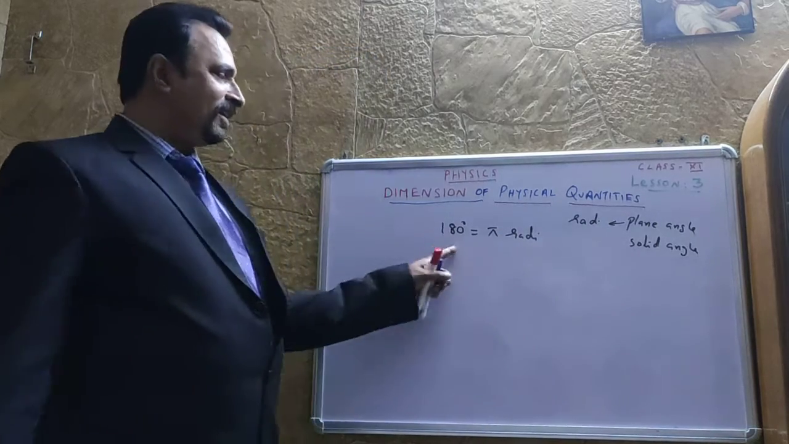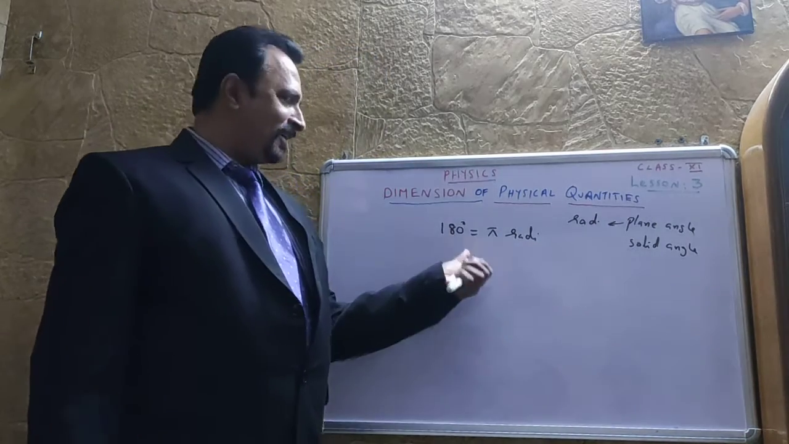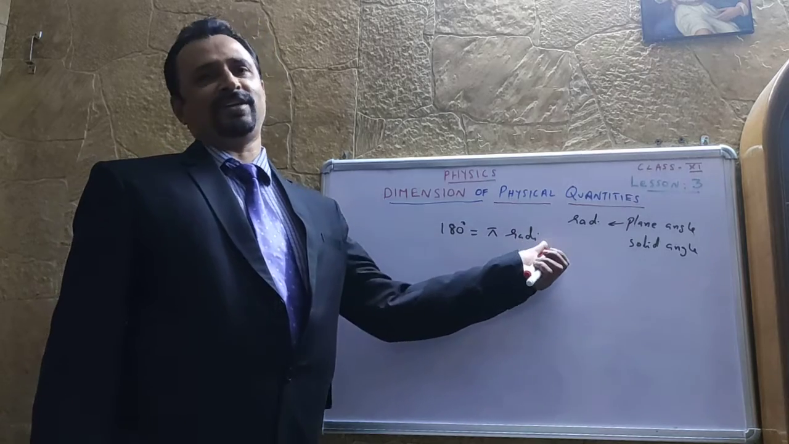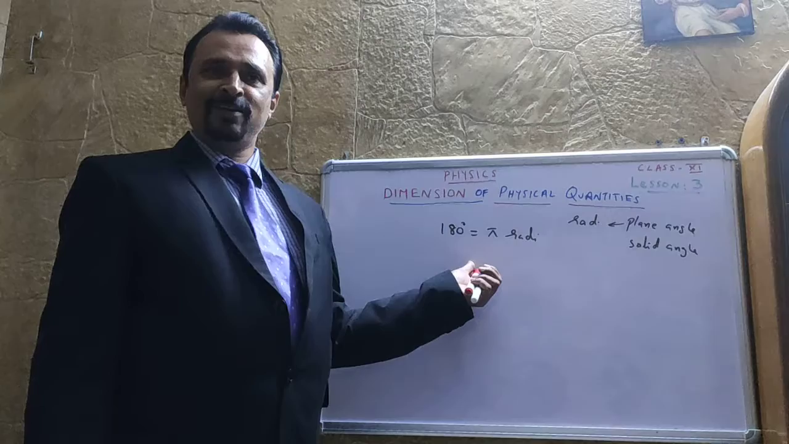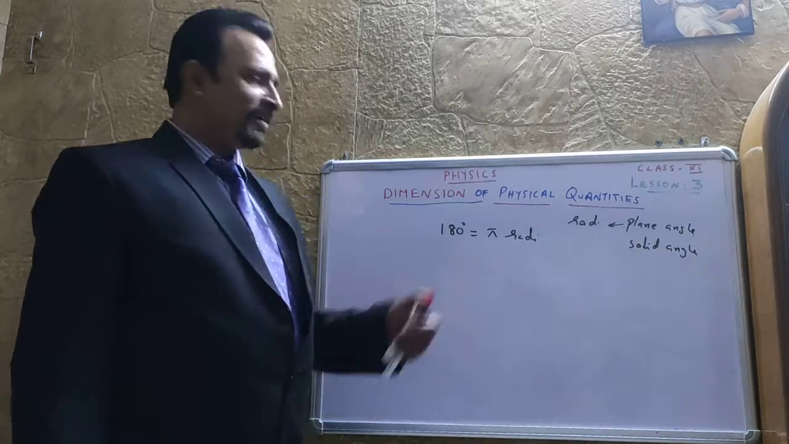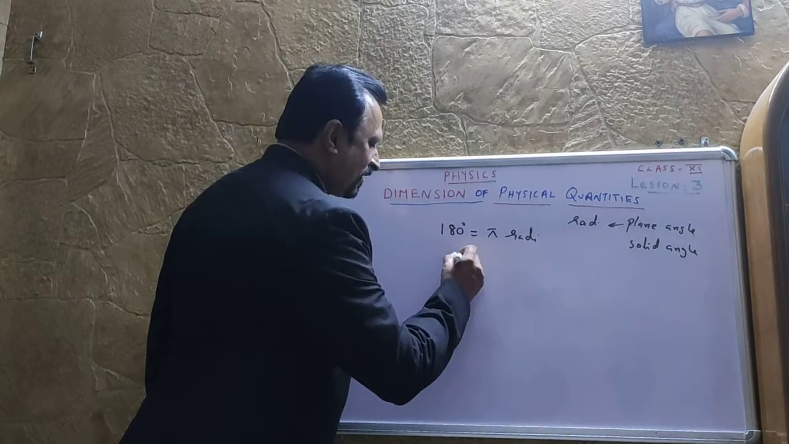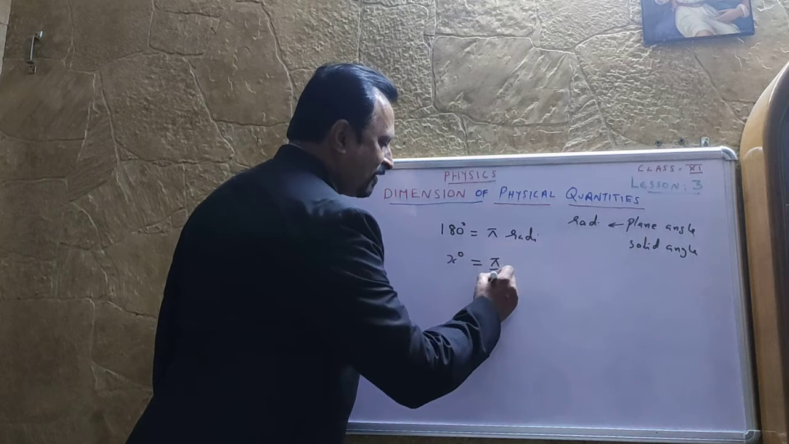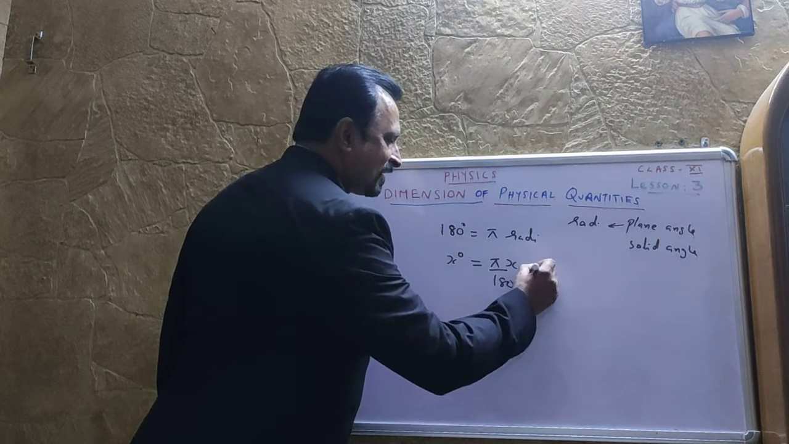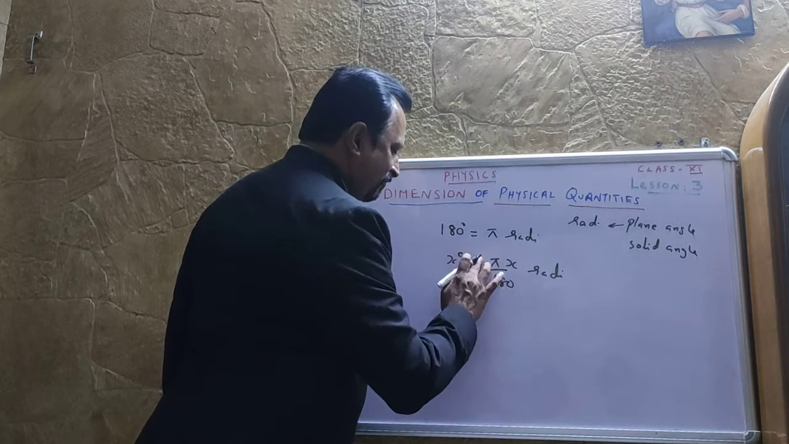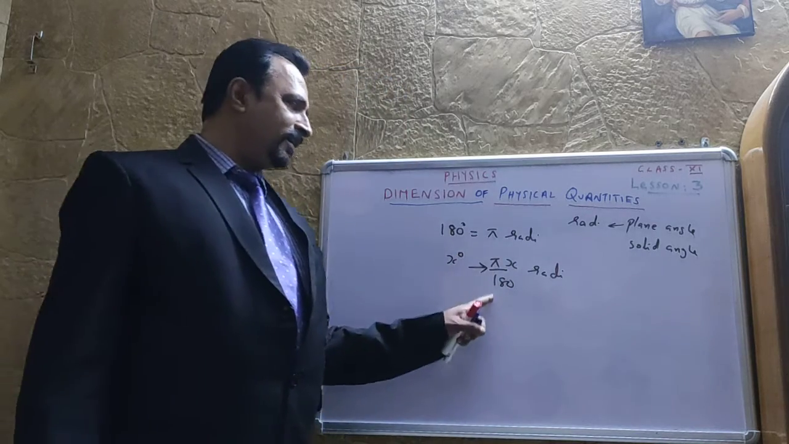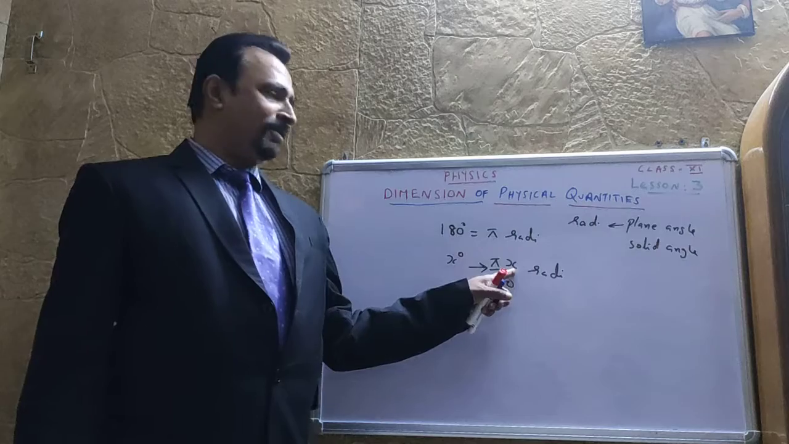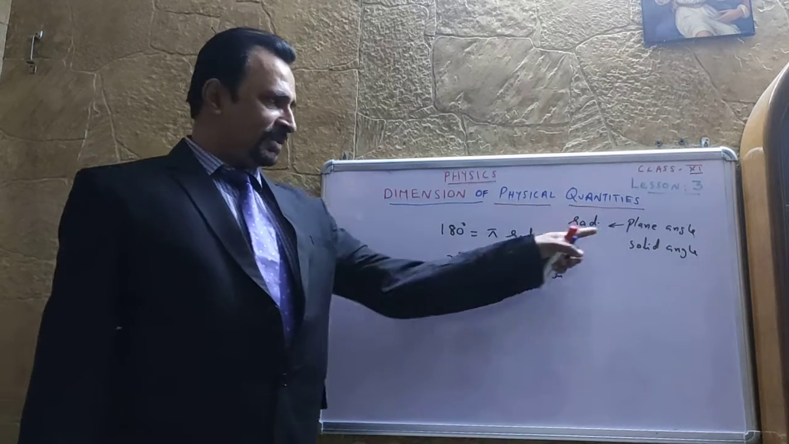So what about your 90 degree? Pi by 2 radian. See, 60 degree, pi by 3 radian. 45 degree, pi by 4 radian. X degree, how many radian? Pi by 180 into x radian. This is the formula for converting degree to radian. Pi by 180 into 60 degree will give you the corresponding radian form. So this is plane angle.